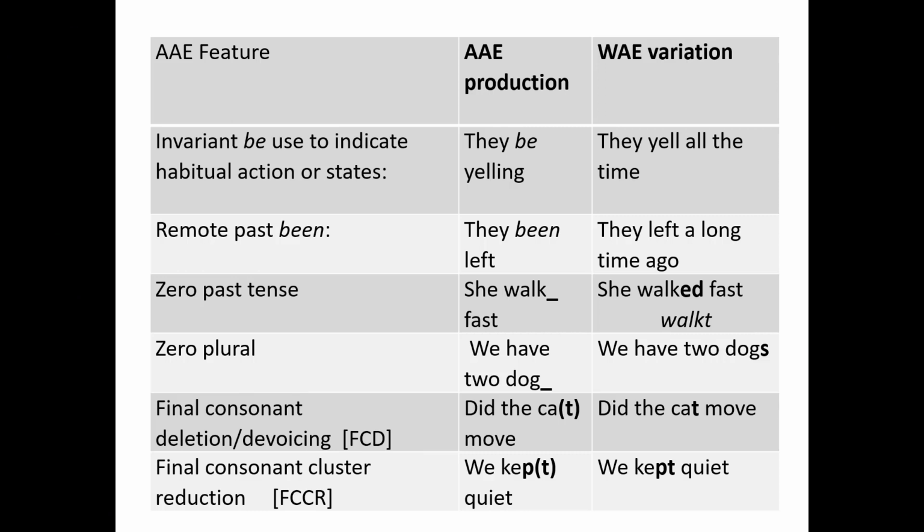Zero past tense, meaning the ending sound is zeroed out. She walked fast. And here I have the example for you, where the ending sound is zeroed out. Zero plural, again, the ending sound that would mark plural is zeroed out. We have two dog, we have two dogs. And here, specific to our talk today, final consonant deletion, which is devoicing or a different articulation of the final consonant. Did the cat move? And final consonant cluster reduction, where we have a word like we kept quiet, as opposed to we kept quiet.